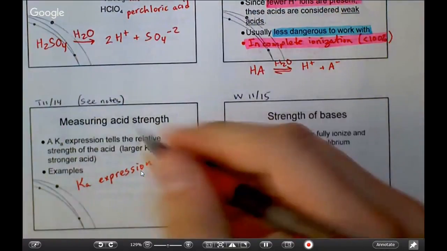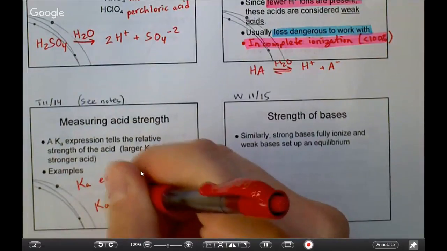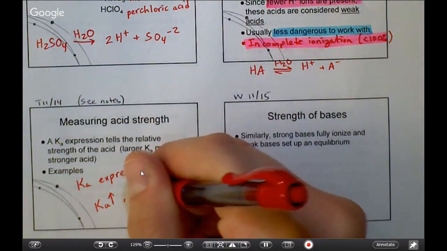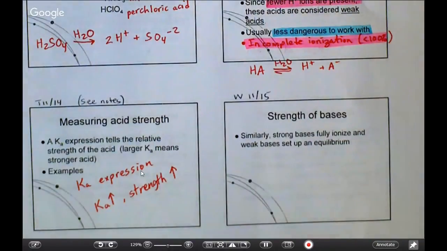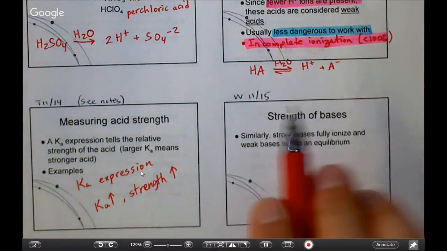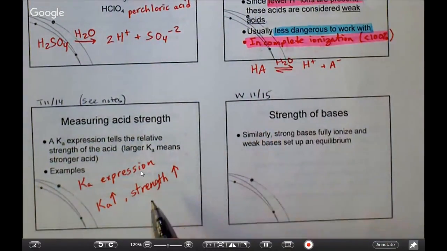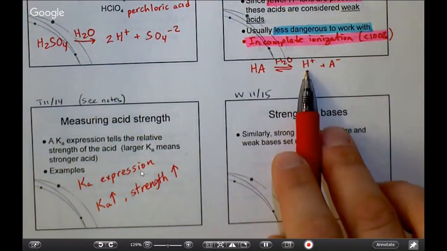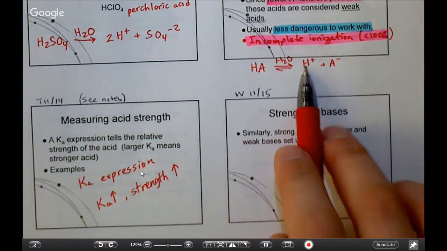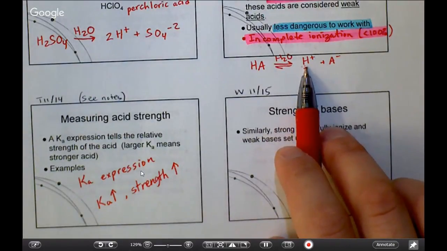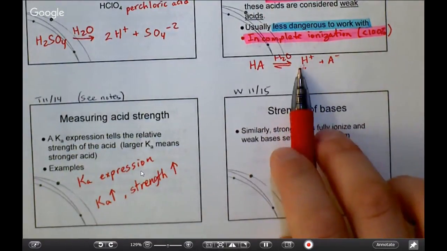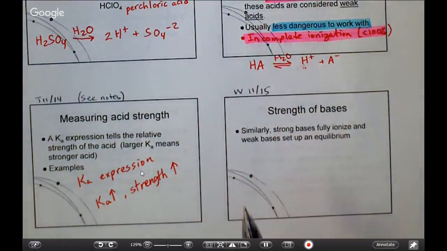Okay, and like it says, as Ka increases, the strength of the acid also increases. Think about it this way: if we look up here with this equilibrium, in terms of how acidic something is, we look at how many protons there are. If we have a greater quantity of the ions present as a result of the dissociation, then the strength of that acid will be greater. If we have fewer protons in solution, then the strength of the acid should go down.